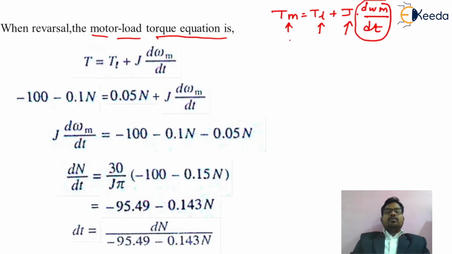So we have to substitute all the values in the given equation. What will be the value of the motor torque when the speed reversal happens? It will be minus 100 minus 0.1 N is equal to the load torque 0.005 N plus the value of J. We have a simple calculation for the value of J.